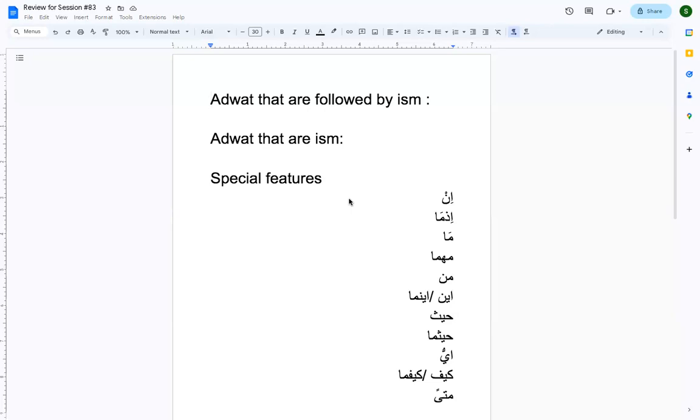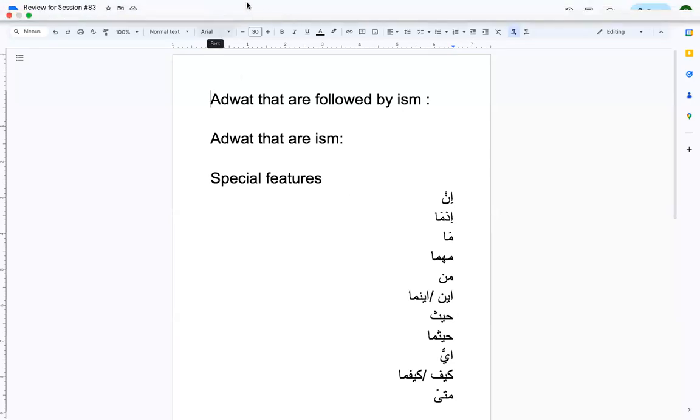Give me another one. Let me give you a clue. Yes, amma, with a fatha. Amma is also going to be followed by an ism. Is the ism after amma always going to be rough in status? That's a question. Yes or no?